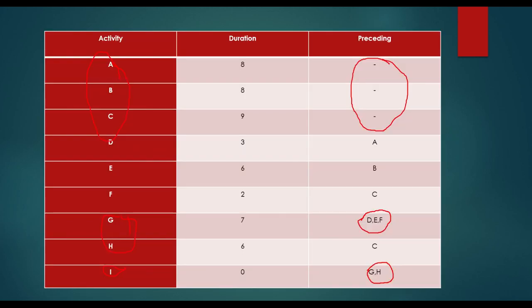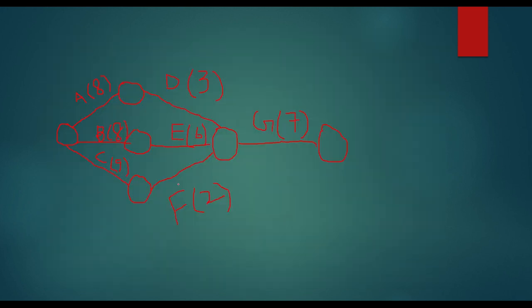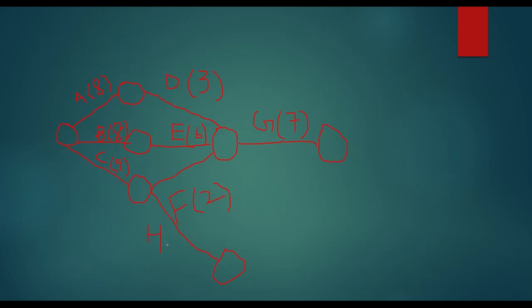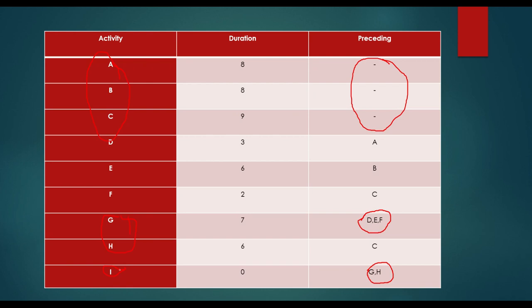Like this. Then H. The preceding activity of H is C. So it means where C is ending, I'll start H from there. So C is ending here, right? So what I can do here is write H, okay? And the duration is 6. So here I'm writing 6, right? Next is I. The preceding activity of I is G and H.